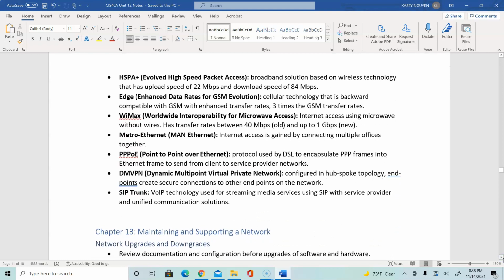DMVPN, which is Dynamic Multipoint Virtual Private Network. This is a hub-spoke topology where the endpoints would connect securely to other endpoints in the network via the virtual network, using either web-based or protocol connection to the firewall-based type of network. Then you have SIP trunk, which is for voice over IP technology to stream media services using service provider unified communication solutions for real time.